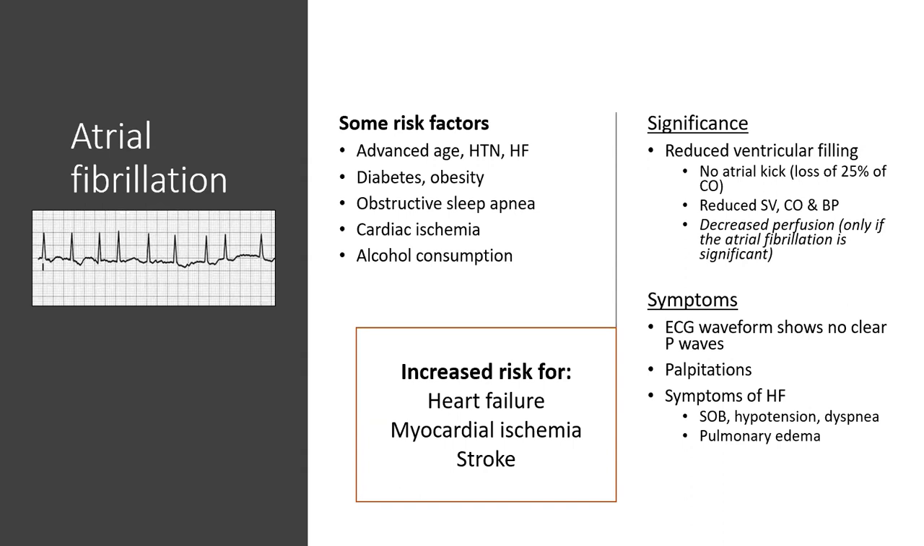Significance is that reduced ventricular filling. So there's no atrial kick, and you can lose about 25% of your cardiac output. And that's what we're really looking for, is that reduced cardiac output. Decreased perfusion only if AFib is significant. So symptoms, ECG waveform shows no clear P waves. So when you're looking at that and you see that there's no clear P waves, palpitations, symptoms of heart failure, so shortness of breath, hypotension, dyspnea, and pulmonary edema.